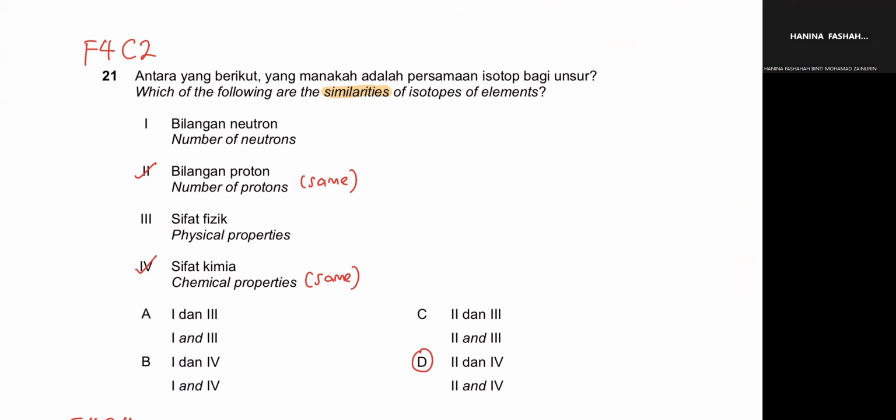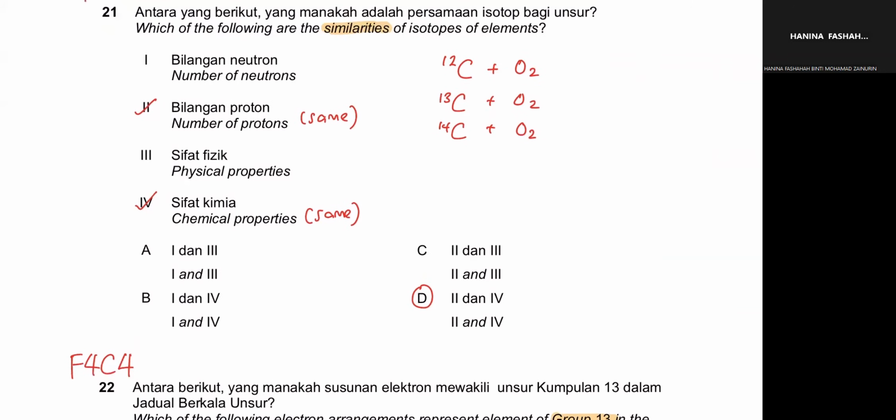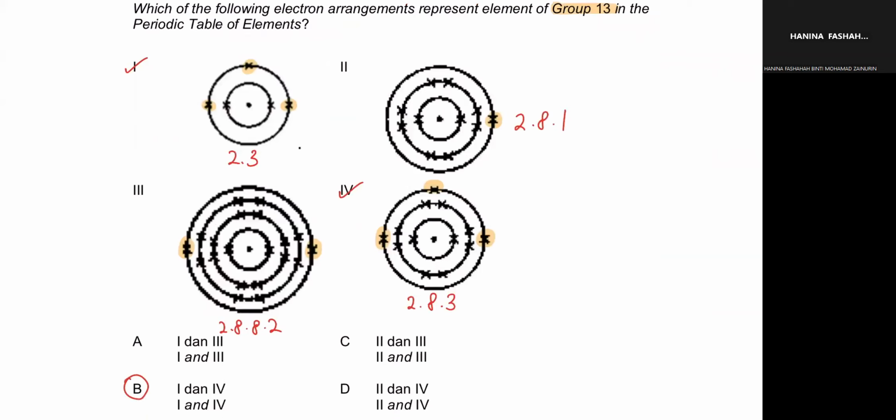Isotope: same number of protons, different number of neutrons, but also different physical properties, while having the same chemical properties. Example, carbon. Carbon 12 can react with oxygen. Carbon 13 also can react with oxygen. Carbon 14 also can react with oxygen. Doesn't matter. The difference is they have different physical properties, for example, different boiling point and melting point. Question 22 is B.